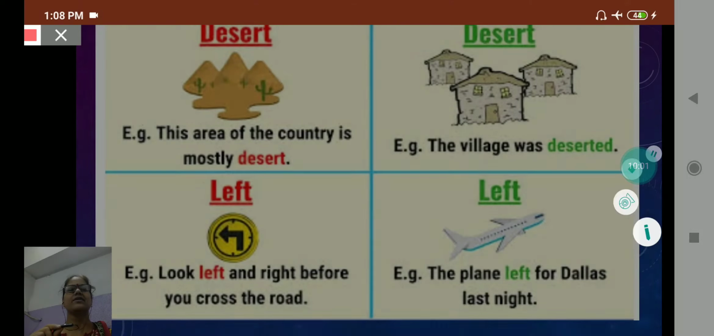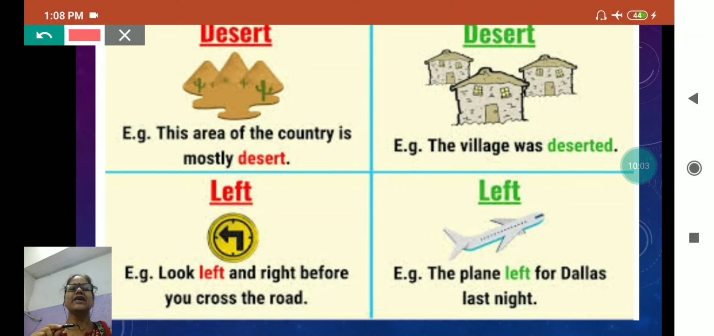See here, desert. This area of the country is mostly desert. This desert means a land which is full of sand, no plants, and no sign of life. And camel is called the ship of the desert. And this is, the village was deserted, means it was ruined.